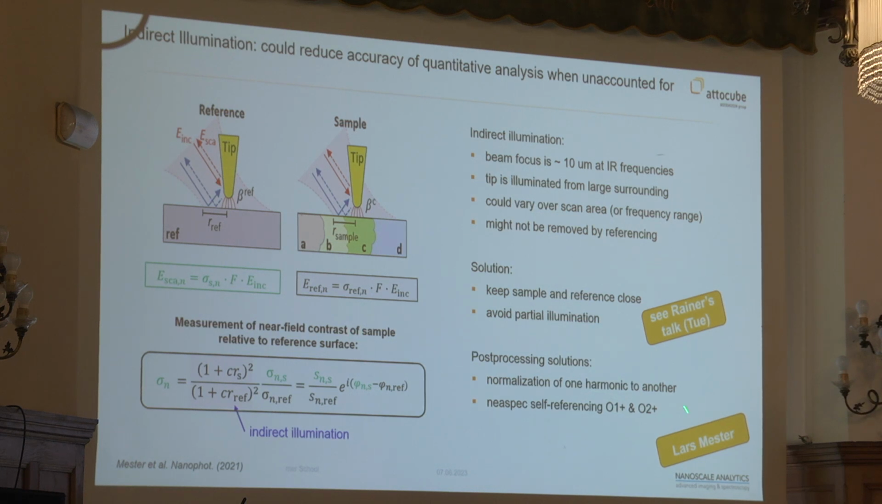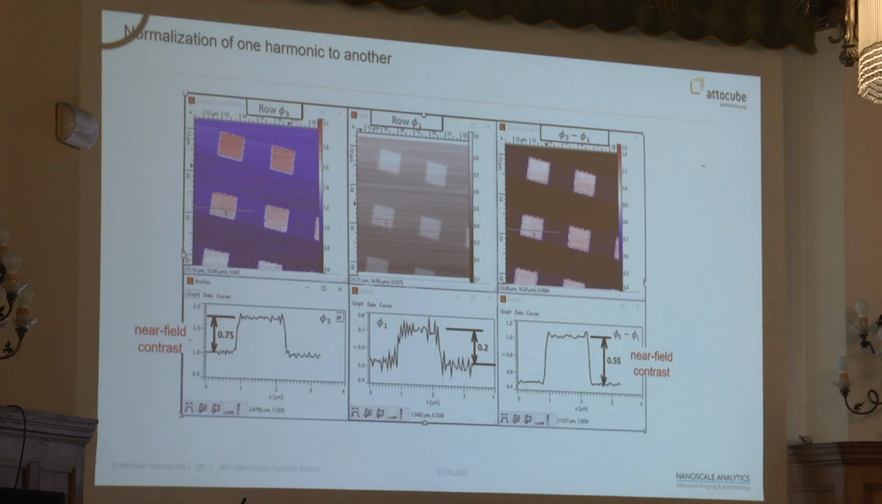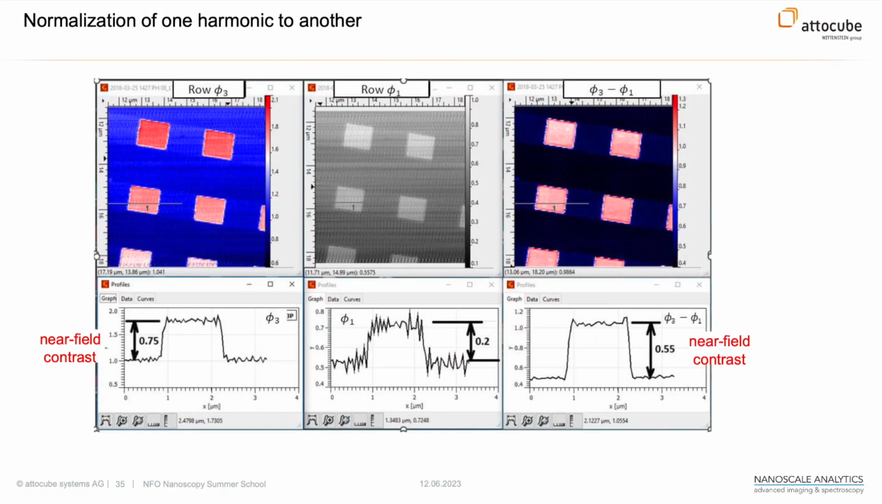There's also a solution from NearSpec. Fritz, just for you, you actually raised this question, so I decided to briefly add a slide there. There is a possibility of using lower harmonics in order to compensate for interferometric drift and actually provide this normalization on the spot. Very similar to what Lars will talk about, so the normalization of one harmonic to another.